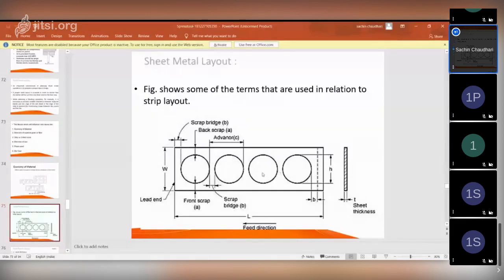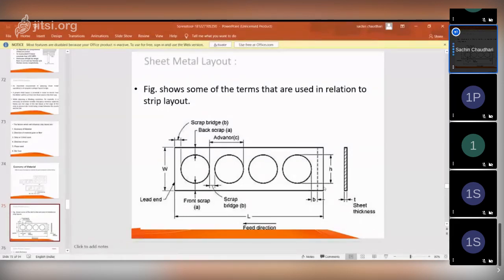So these are some terminologies regarding the sheet layout, where A, B, C are the three terminologies given. W is the total width of your sheet. Okay, and H is the height of your blank, and T is your sheet metal thickness. Capital L is the total length of one unit length of a strip, or the total length of your strip, leading edge to trailing edge.